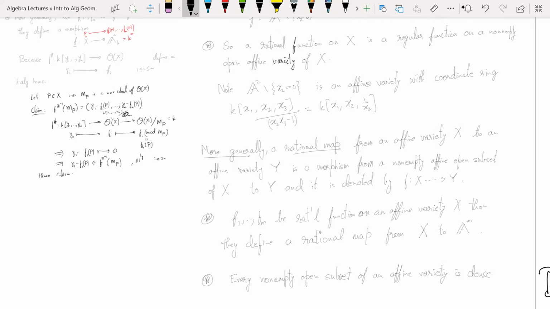So we have morphisms of varieties. Sometimes it may not be easy to give a morphism of varieties from x to y. You may just be able to give a rational map. So a rational map is somewhat weaker than a morphism. It may not be defined on the whole of x, but maybe on some non-empty affine open subset of x. So this word non-empty is very important. Another thing to notice is that as soon as you take a non-empty affine open subset of x, it's automatically dense.